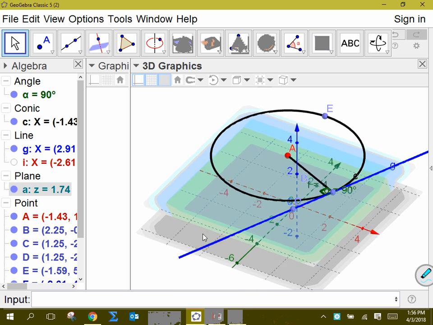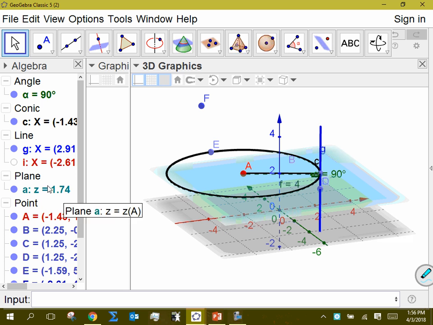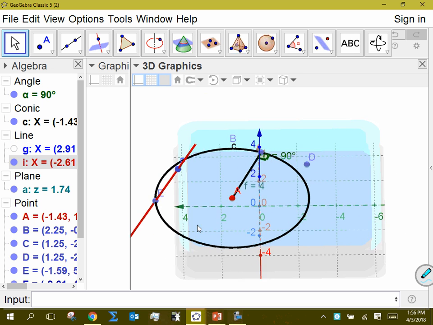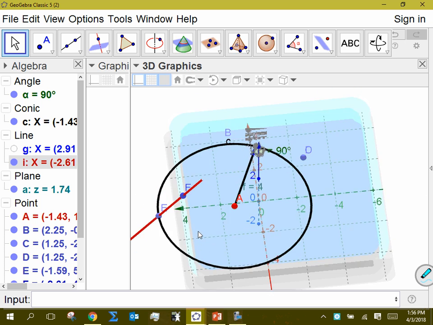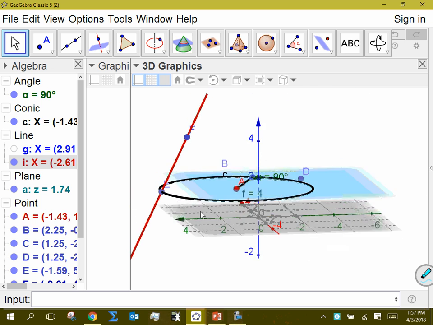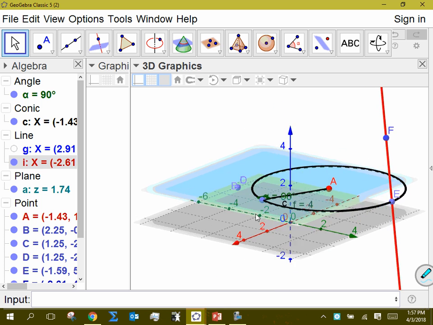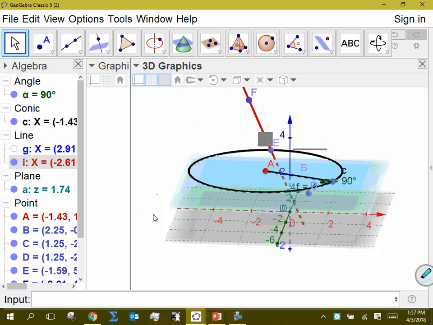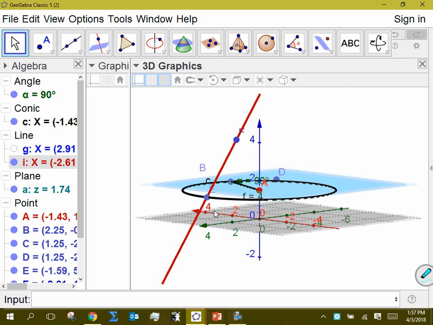So we call that blue line a tangent line. Now, does that red line intersect my circle one time? Yes. But is it in the same plane as the circle? Is it in the teal plane? No. So that red line, even though it intersects my circle one time, is not a tangent line. Does that make sense to everybody? Okay.